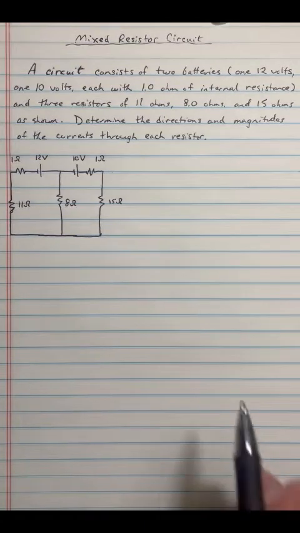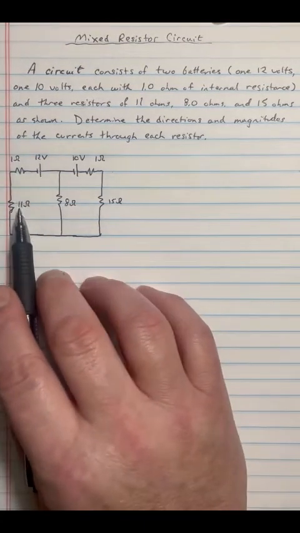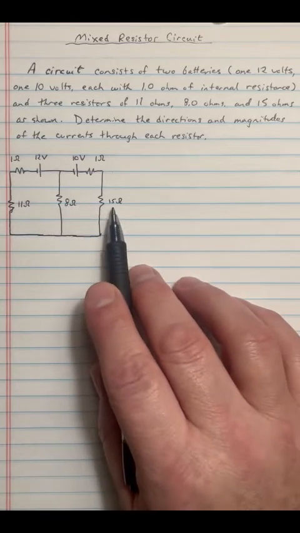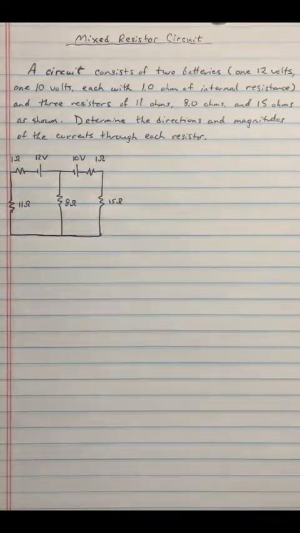All right. Then, on top of that, we have a resistor of 11 ohms, a resistor of 8 ohms, and a resistor of 15 ohms in the locations currently cited. So we have a total, if you will, of 5 resistors and 2 batteries. What can we do to solve this problem? First things first, let's simplify.